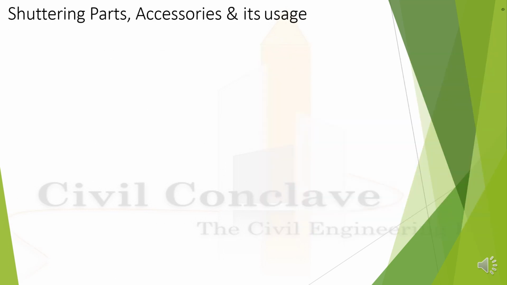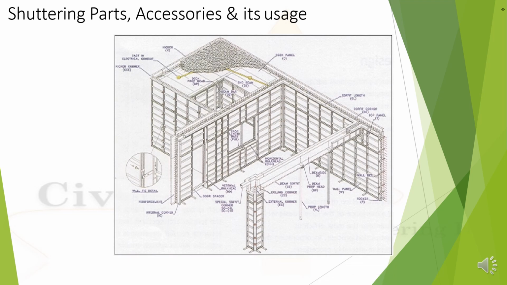Shuttering parts, accessories and their usages. In these images, I have shown the shuttering for columns, beams, wall panels, slab soffit, etc., including identifying the various spare parts used in aluminum formwork. For further detail, you should view my previous presentation, which explained every part and its usages.